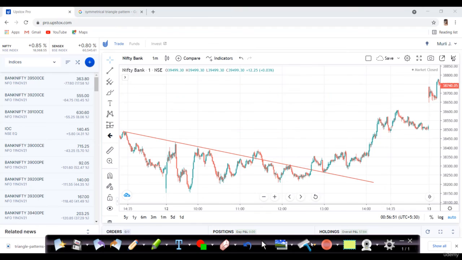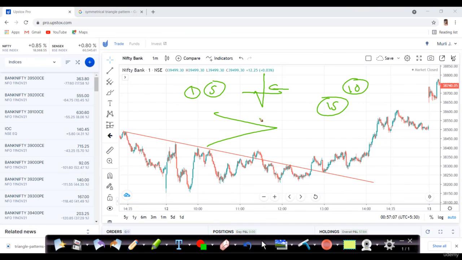Now in which time frame will it work best? Within 1 minute and within 5 minutes, after breaking out we need to wait for the retest and then the breakout. But within 10 minutes and within 15 minutes, we need to wait for the candle to close above the trend line. Suppose this is the trend line.